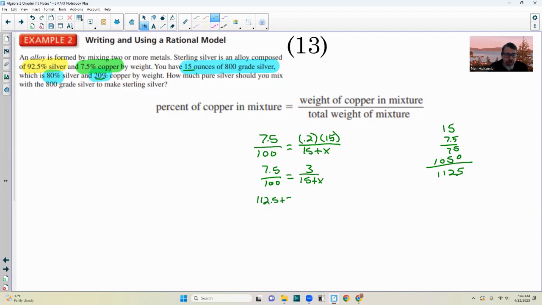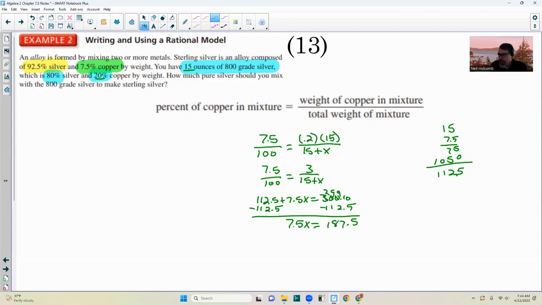Plus 7.5x equals 300. Okay, so there's our equation. I want to subtract 112.5 from both sides. And that is going to leave me with 7.5x equals 300 minus 112.5. 9 minus 2 is 7, and 8, and 1.